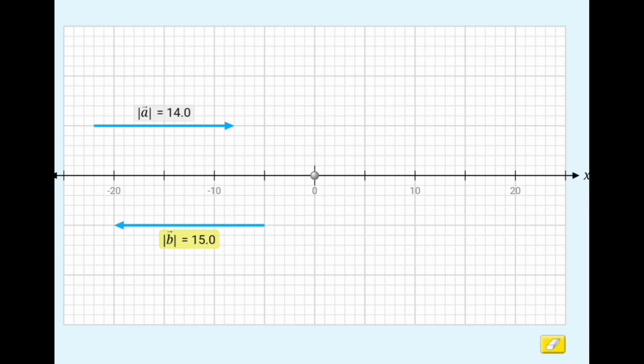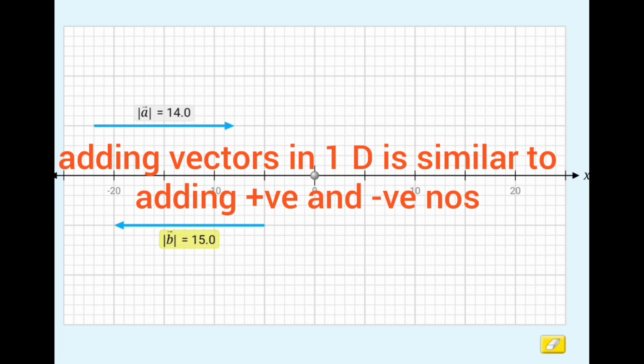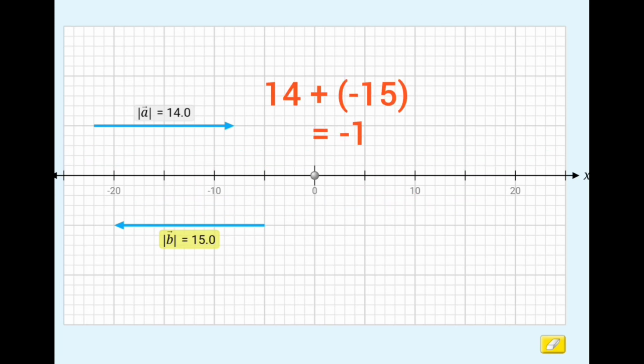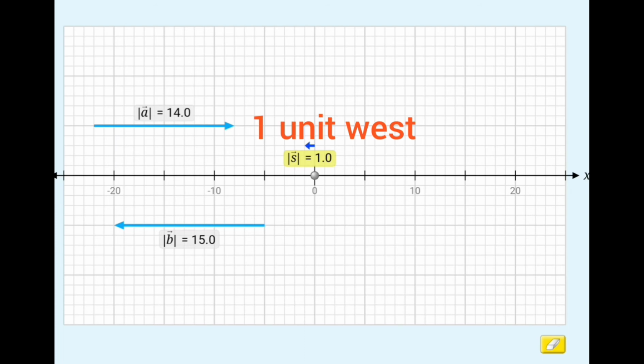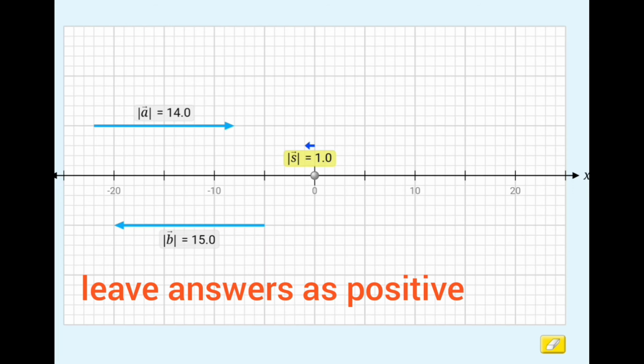So to add these two vectors, it's similar to adding a positive 14 and a negative 15. So what's 14 plus negative 15? It's a negative 1. Negative 1 simply means 1 unit in the western direction. So my final answer will not be a negative. It is going to be a positive answer, 1 unit in the western direction.